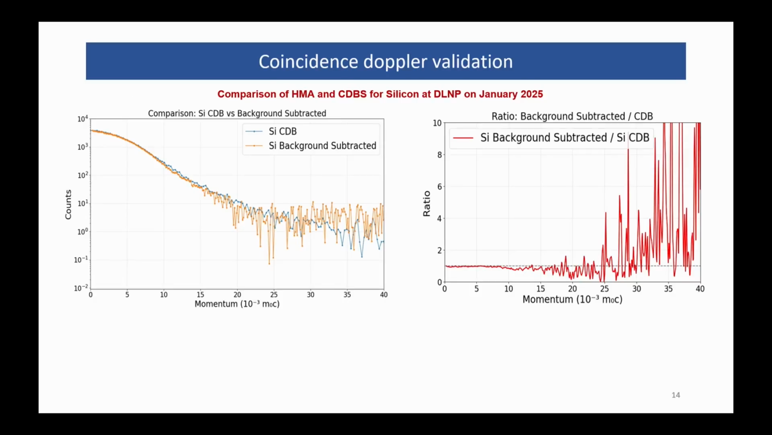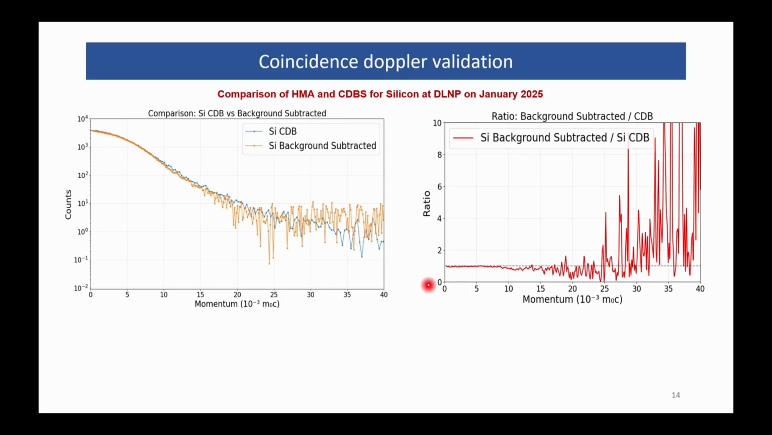So our concerning has been confirmed that we are doing the right way. Why? Because for the first time at JINR in January this year, we have the coincident Doppler. And then we use the silicon background subtract by HMA method. And then we compare them together in the same light.